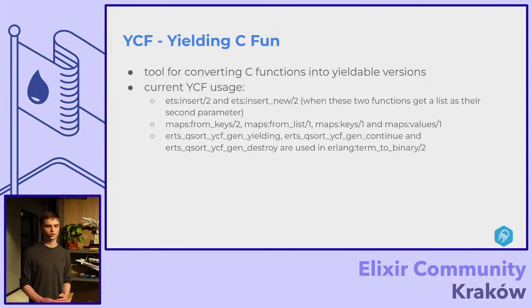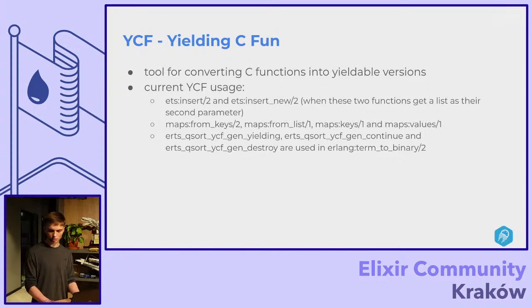And in the Erlang repository, I couldn't find documentation deployed online, but when you go into the source code, you can find a tool called yielding_c_fun, and this tool is responsible for converting your vanilla C code into a yieldable version. At the moment, at least the listed functions are implemented using yieldable C functions. So for example, when you are inserting something into ETS or when you are using some functions on maps, even quicksort is implemented in a yieldable version and used in Erlang term_to_binary.